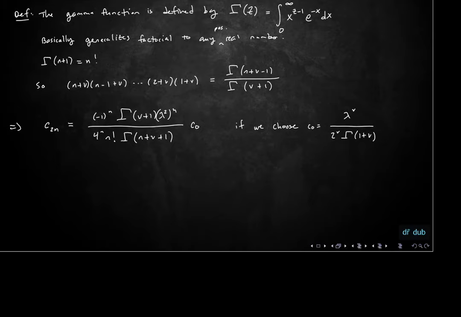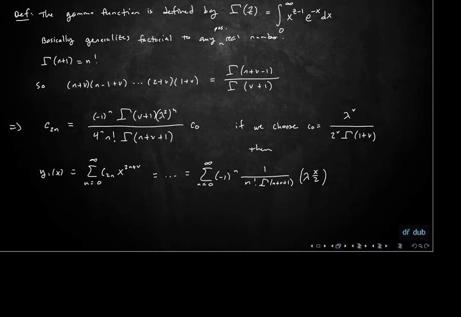Then y1 of x can be written as a summation n equals 0 to infinity c2n x to the power 2n plus v, and after some work this can be simplified to the summation 0 to infinity of negative 1 to the n, 1 over n factorial, gamma of n plus v plus 1, times lambda x over 2 to the 2n plus v. And similar results for r equals negative v.